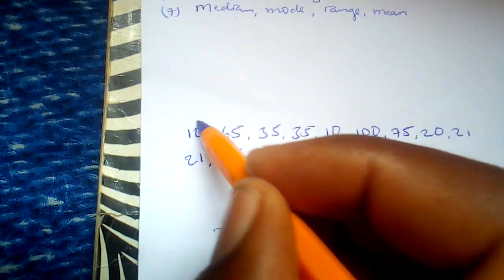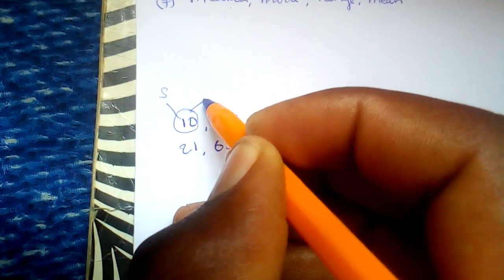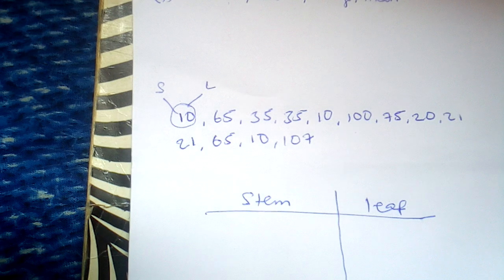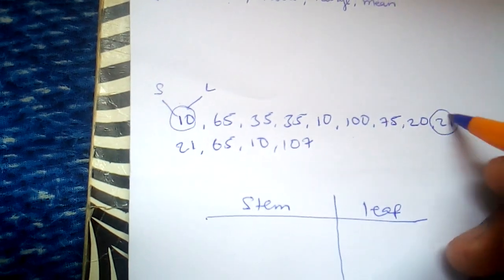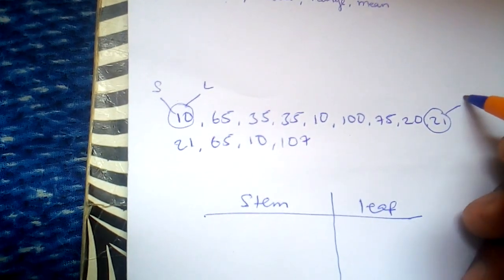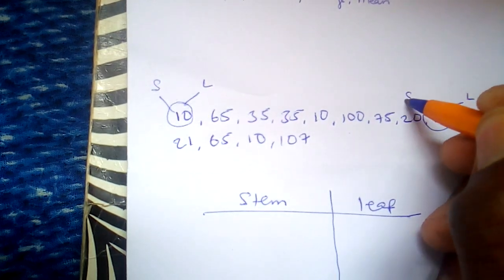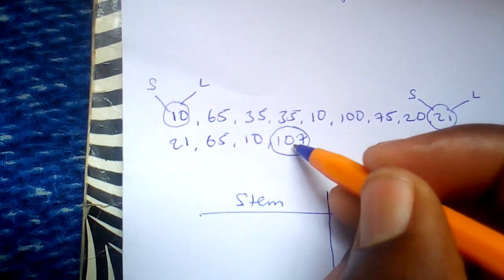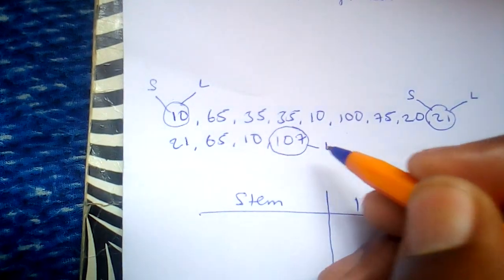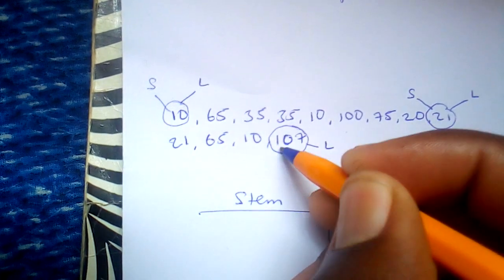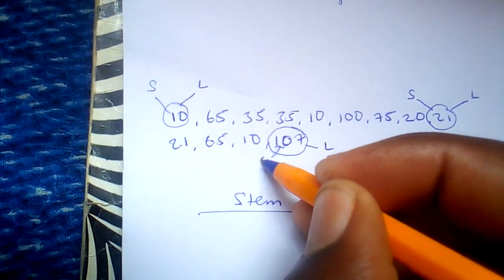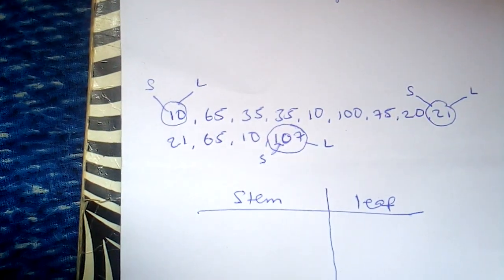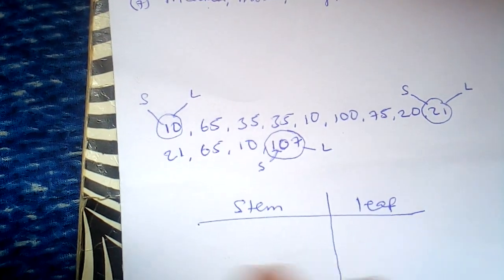When you look at a number like 10, the first digit of this figure, which is 1, is for the stem. Then this one is for the leaf. Any number that you have, let's say this number, this 1 goes to the stem, this 0 goes to the leaf. Same applies to a number like 107. The 7 alone goes to the leaf, then the 1 and the 0, these two, go to the stem. That's how you draw the stem and leaf diagram. So you just pick these numbers and put them here.